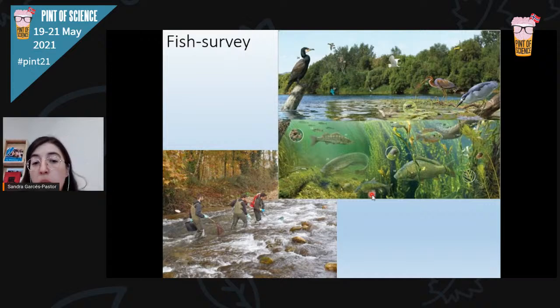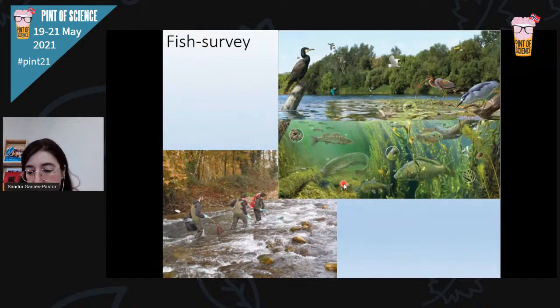So probably smaller fish would hide, so they won't be able to catch them the first time. And so they will need a lot of time and to repeat that fish survey several times to get an idea of the whole fish community that is living in that ecosystem.